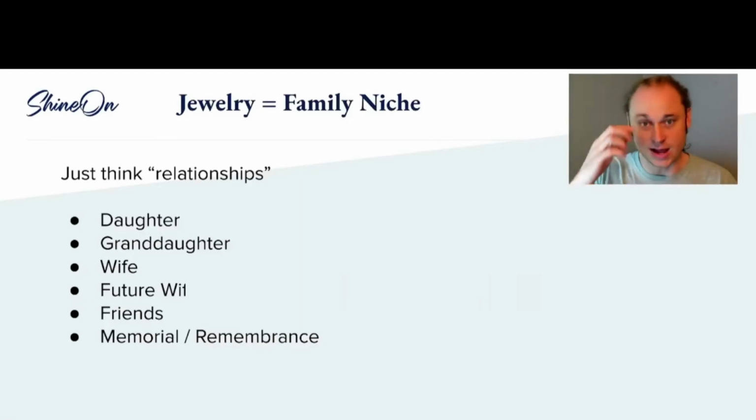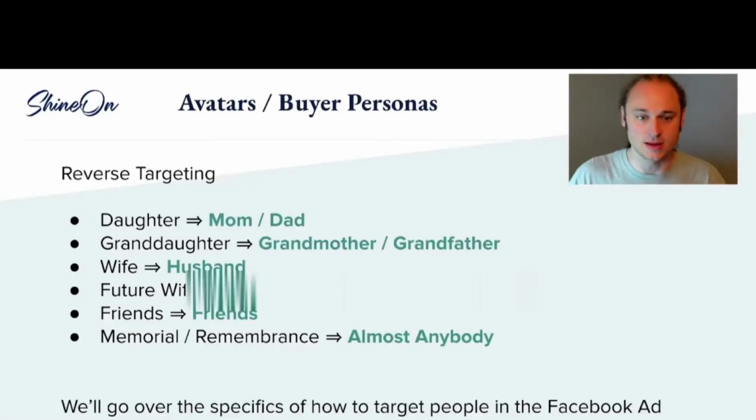Now, when it comes to how do you target these niches, you always need to be thinking about the reverse targeting on it. Who is the actual buyer of the gift? So if you're creating a piece of jewelry that's for a daughter, then you probably need to target the mom or the dad. If you're creating a piece of jewelry that's for a granddaughter, then you need to target the grandmother and the grandfather because that's who the buyers are in these situations. If you're creating a piece of jewelry that's for wives, then you need to target husbands.